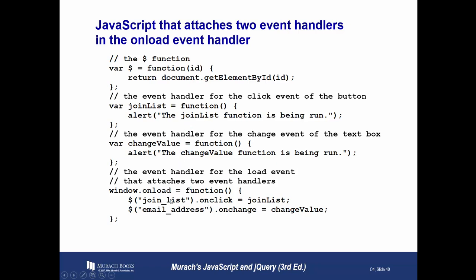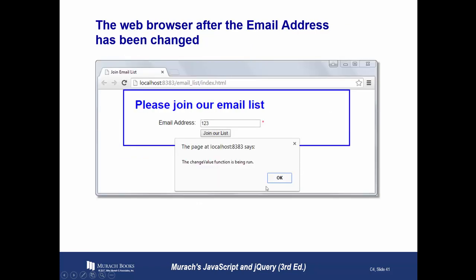So when you click the button, it's going to say the joinList function is run. When you put something different in the text box for the email address, it'll say the changeValue function is being run. So there you see it. See how we're putting something in there, and boom, it shows it.